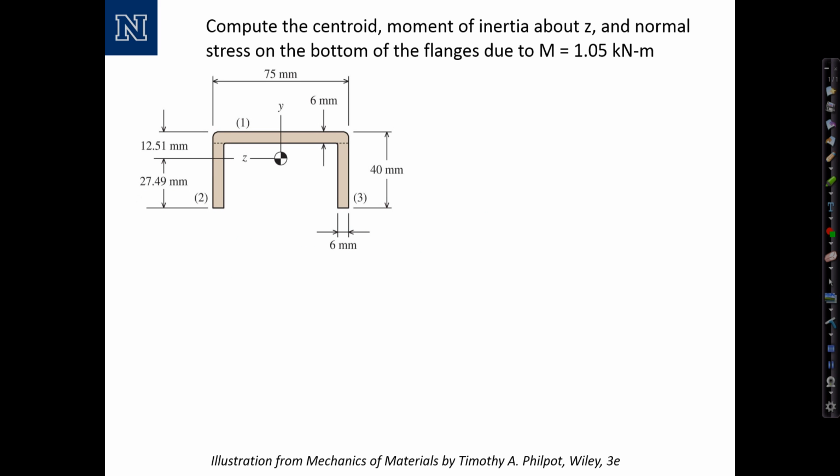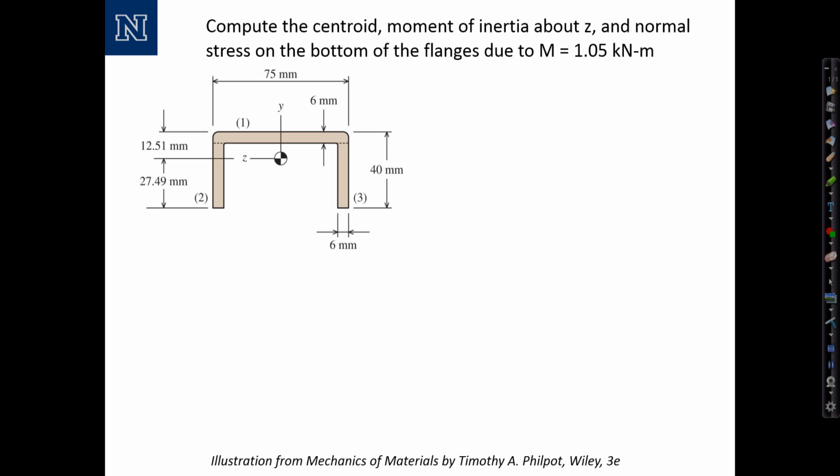The first example that we'll look at is based on an illustration from Mechanics of Materials by Timothy Philpott Wiley, 3rd edition. It's an upside-down channel section. For this section, we're asked to compute the centroid, the moment of inertia about z, and the normal stress on the bottom of the flanges due to an applied moment of 1.05 kilonewton meters.